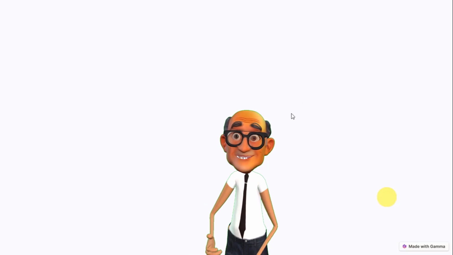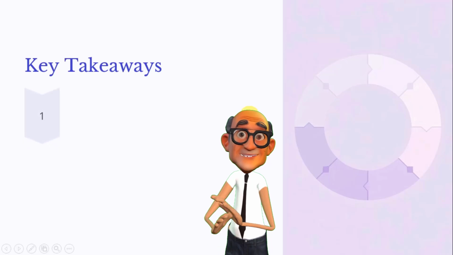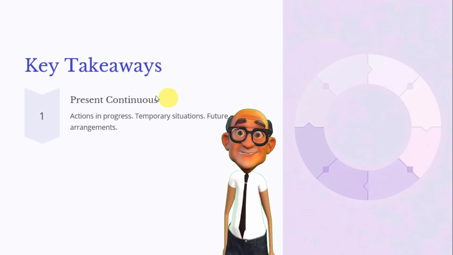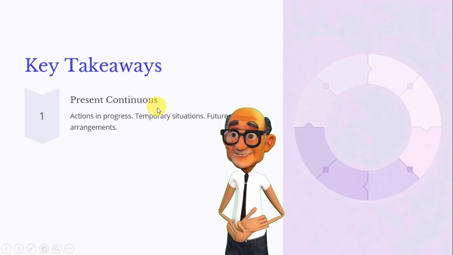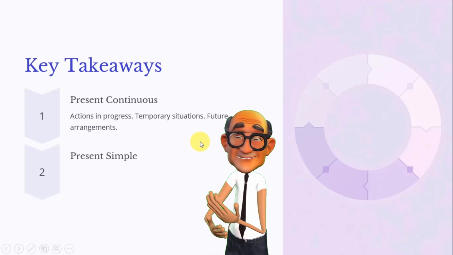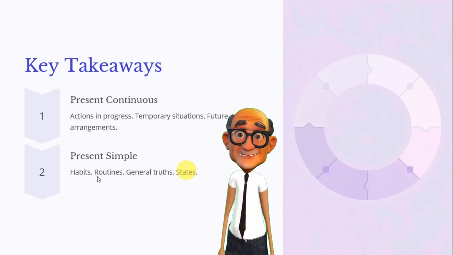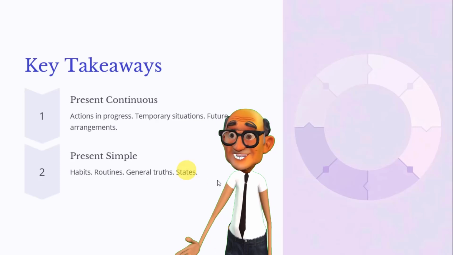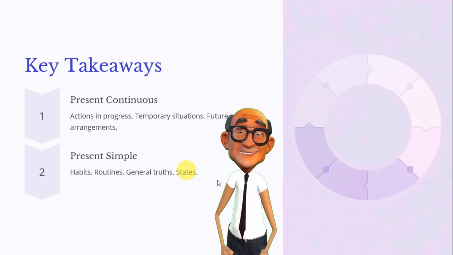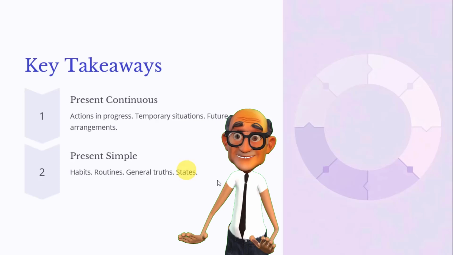Righto, we are reaching the end of the lesson. Let's have a look at some key takeaways that you can take away with you. The first one, of course, the present continuous, is for actions in progress, temporary situations, and future arrangements. And then the present simple, that is for habits, routines, general truths, and statements, etc. Guys, I'm quite sure that by now you can handle it, you can do it. You know how to talk in the present continuous and in the present simple.